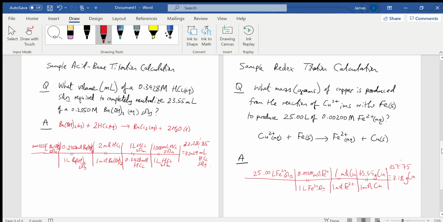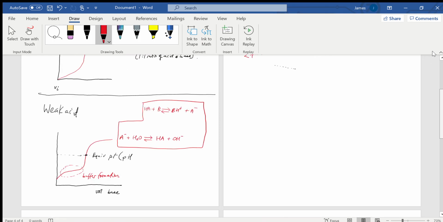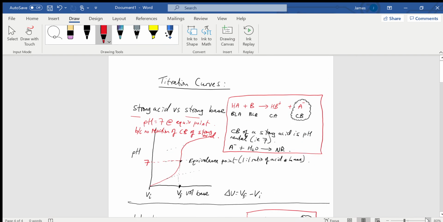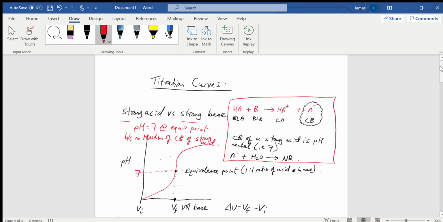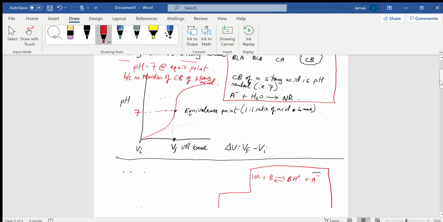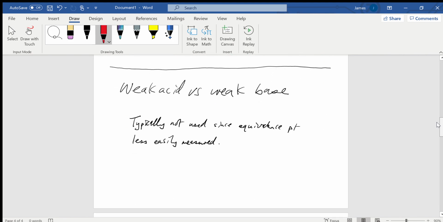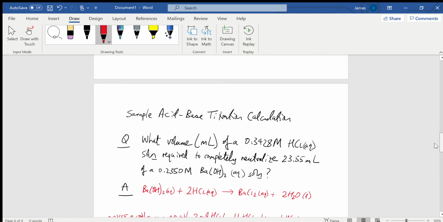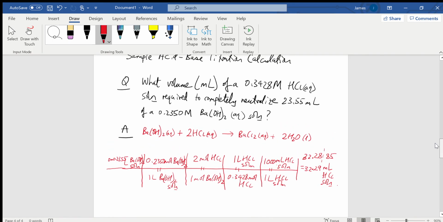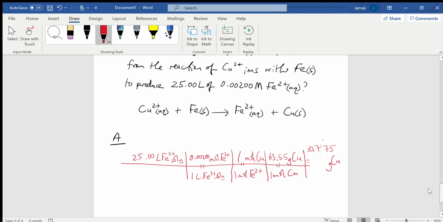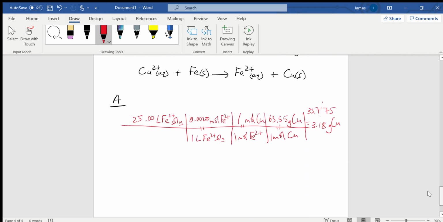So there you have it. We have a qualitative introduction to titration curves, and then finally a quantitative example of an acid-base titration calculation and a quantitative example of a redox titration. And that will conclude this video.